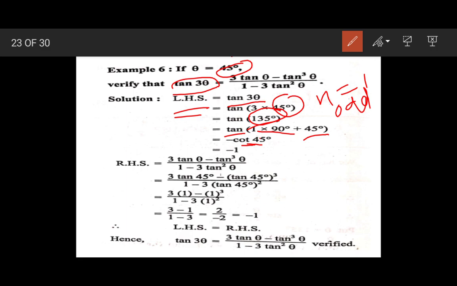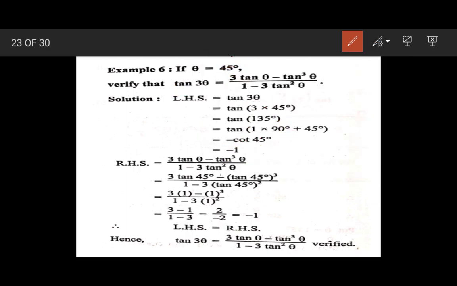Now 90 plus 45 degree. So 90 plus 45, 90 plus means second quadrant. In second quadrant, cot is positive or negative? So cot is negative. So minus cot 45 degree. Okay, and cot 45 degree is 1. So answer is minus 1. Okay, so left hand side, after substituting value for theta, I am getting value as minus 1. Tan 3 theta is minus 1 when theta is equal to 45 degree.